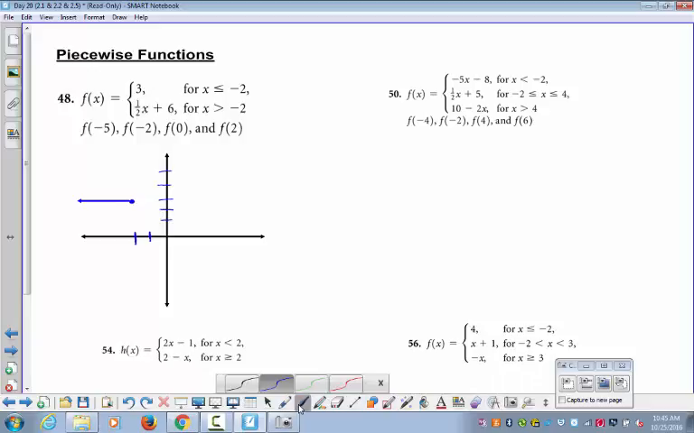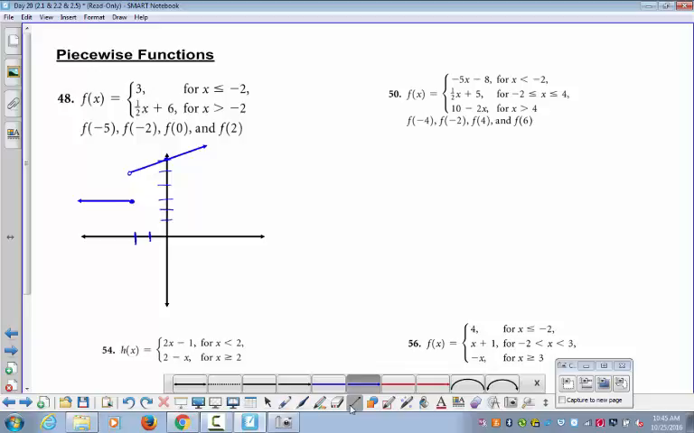Negative 2, 5. So we put an open circle there. What's the y-intercept for that piece? 6. And so there is the rest of the graph. So it's linear, so it's a line, but it's only part of the line. It's a half line.